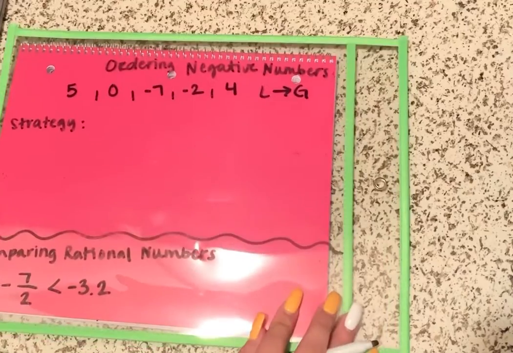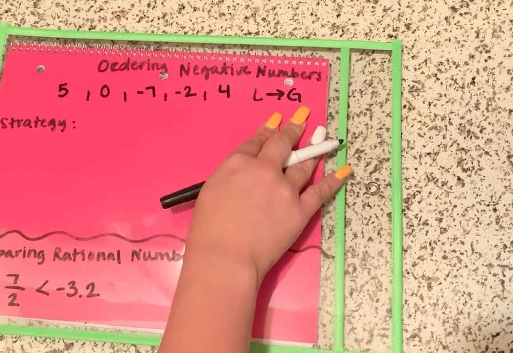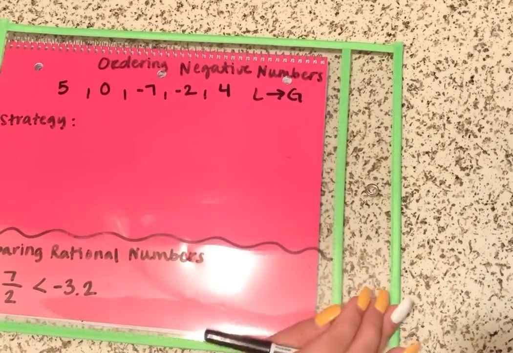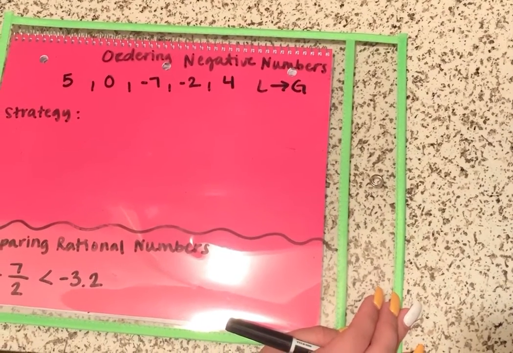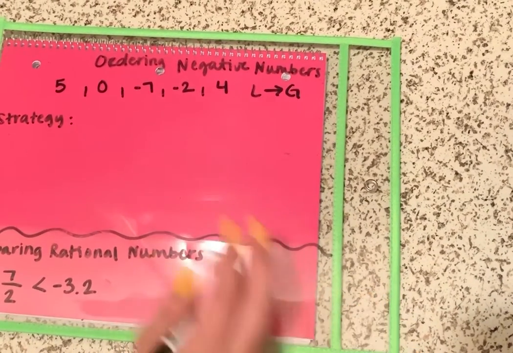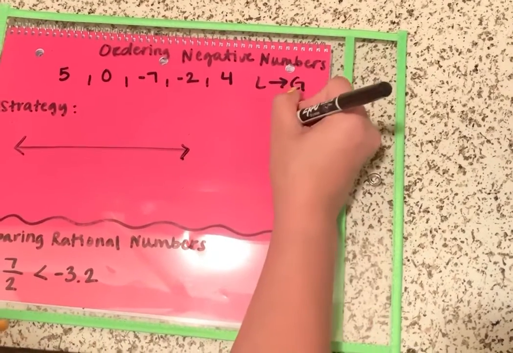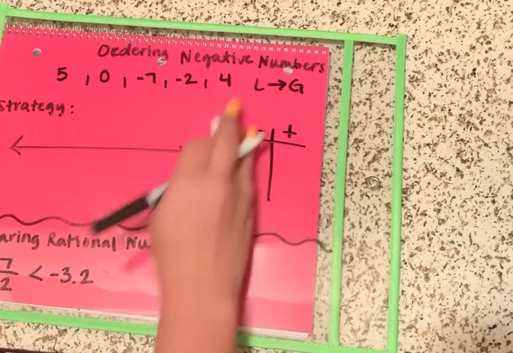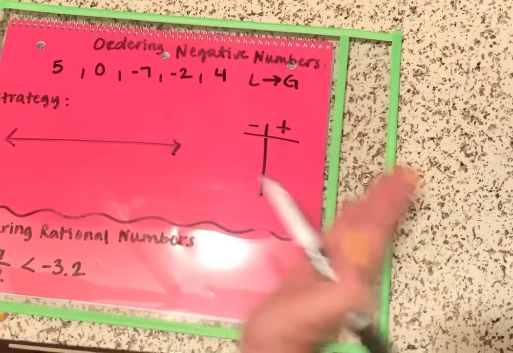Okay, so now we're going to jump into our example. I have 5 numbers here that I want to put in order from least to greatest. I'm going to use 2 different strategies. So first off, when I see numbers and they're asking me to put them in order from least to greatest, I ask myself, what strategy can I use? And I know I can use a number line, and I can also use a positive and negative T-chart. I'm going to first use the positive and negative T-chart to put my numbers either positive or negative.